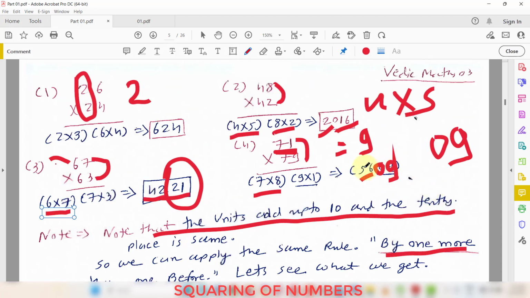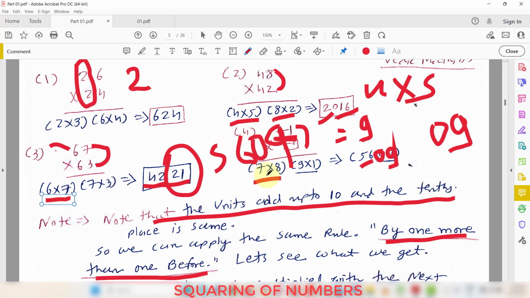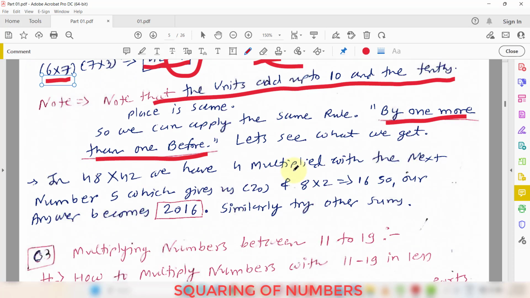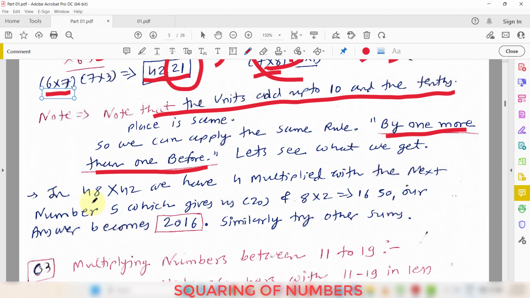And logically, this is also true. If you multiply 71 times 79, your answer should not be 569, right? Your answer should be 5609. So you have to take care of that. Now similarly, in 48 times 42, we multiplied 4 by the next number, that is 5. So 4 times 5, that is 20, and 8 times 2 is 16. So our final answer will be 2016.